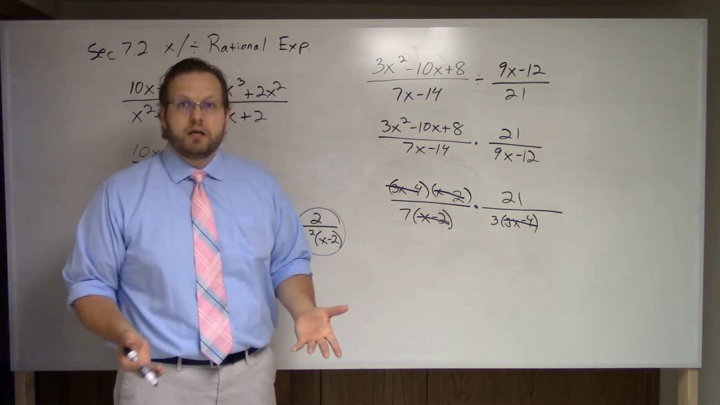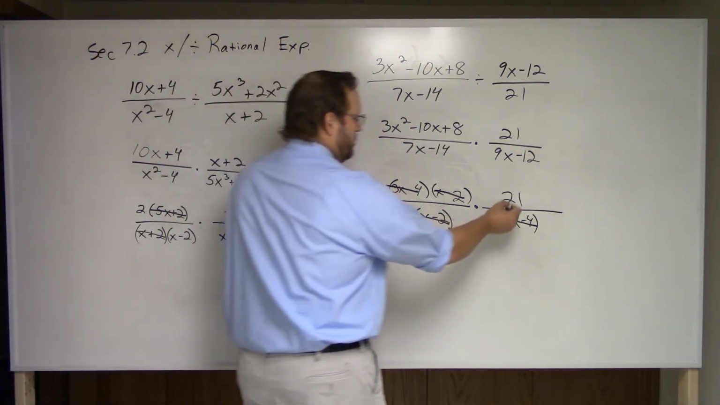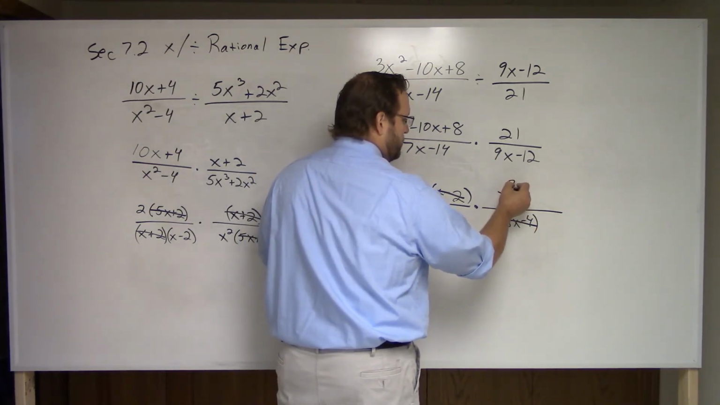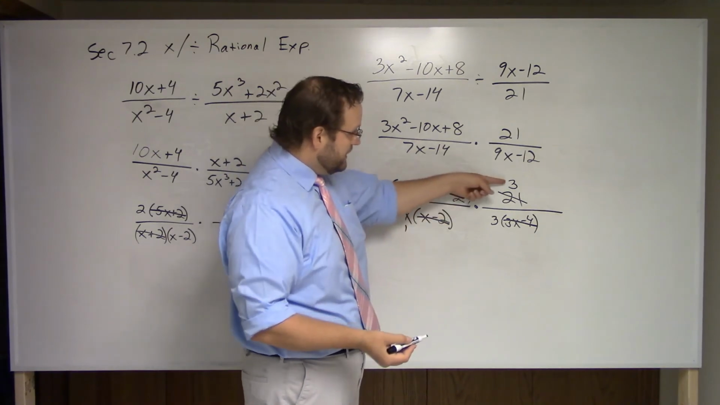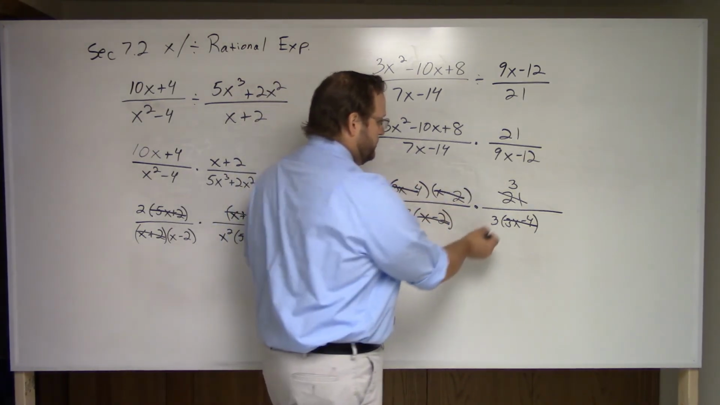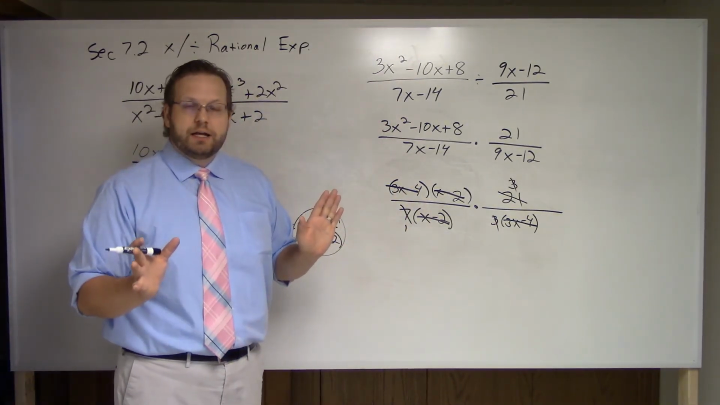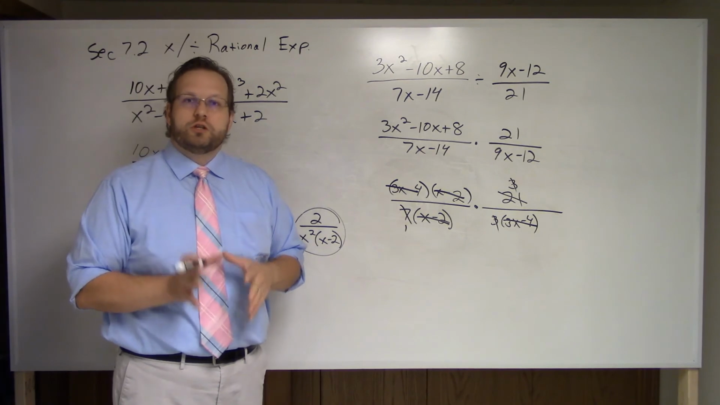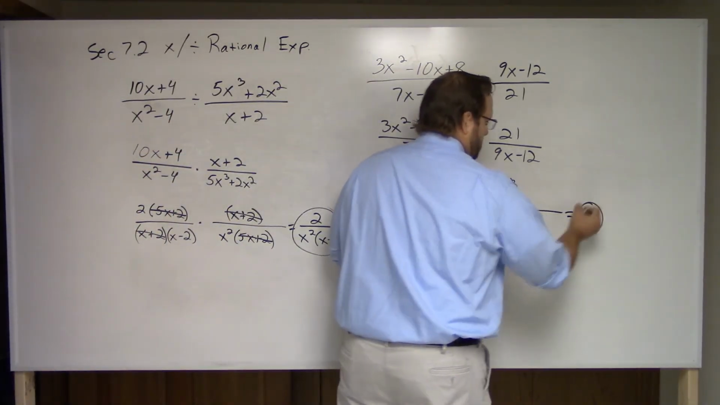It does. Reduce with 1 at a time. Okay, I'm going to start with the 7. So 21 divided by 7 is 3. 7 divided by 7 is just a 1. But now notice, this leftover is still in play. So 3 and 3 reduce. Everything's gone. Now remember, all that reducing reduced to what? It reduced to a 1.